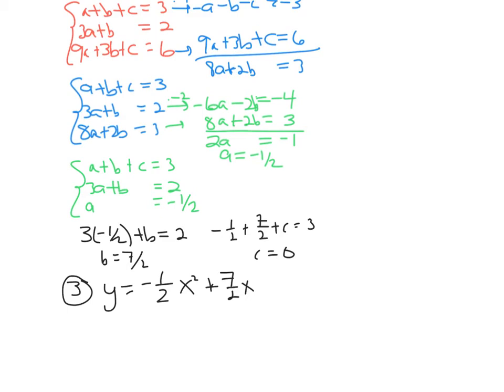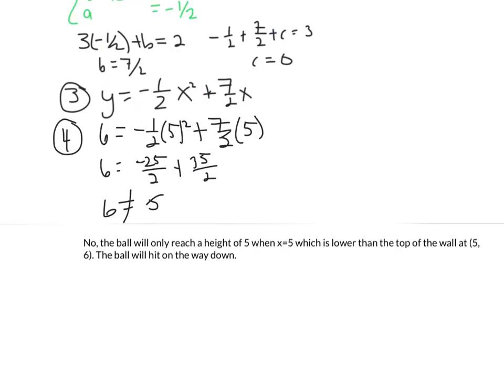So let's plug in 5, 6 to our model. And so here's our final answer. No, the ball will only reach a height of 5 when x is 5, which is lower than the top of the wall at 5, 6. So the ball will hit on the way down.